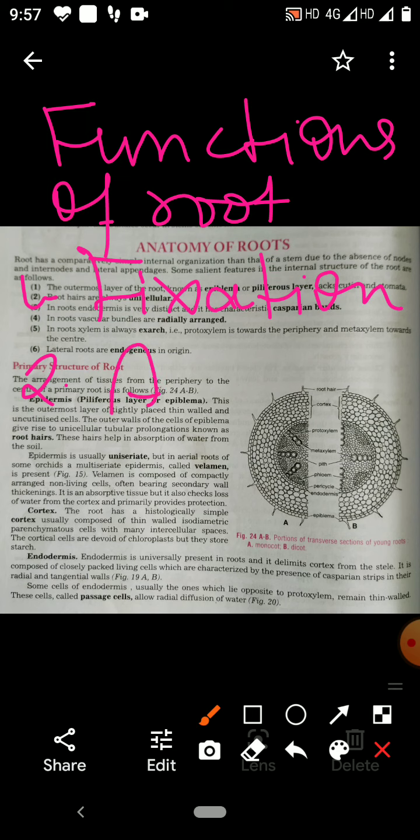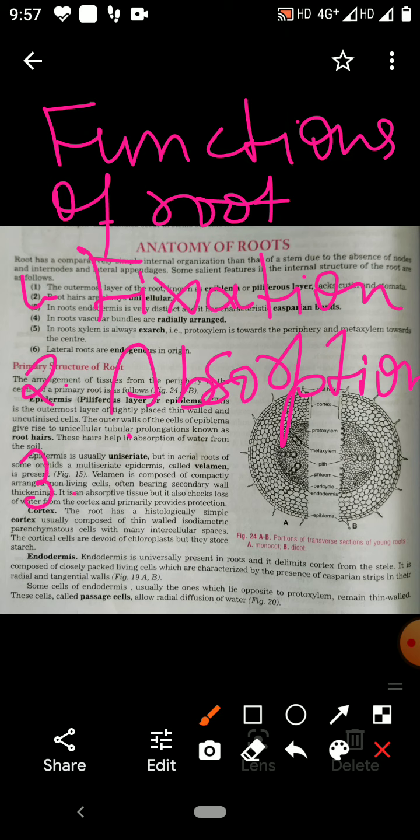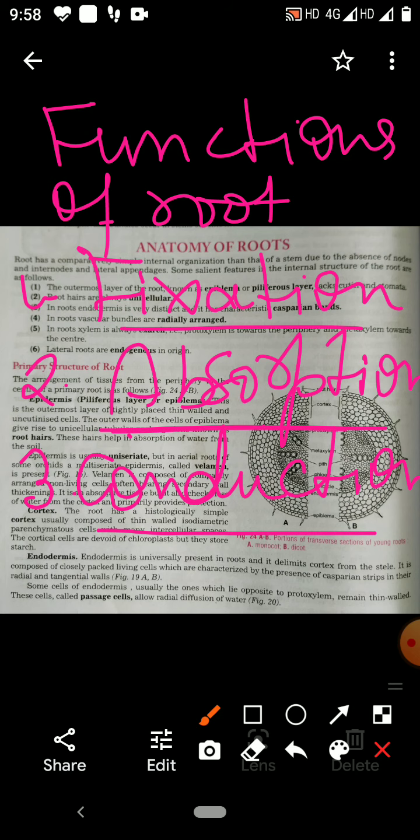Second is absorption. Plants absorb water and minerals from the soil with the help of root. And third is conduction. Root of the plants absorbs water and minerals from the soil that are conducted to the leaves. So these three are the main functions: fixation, absorption and conduction.